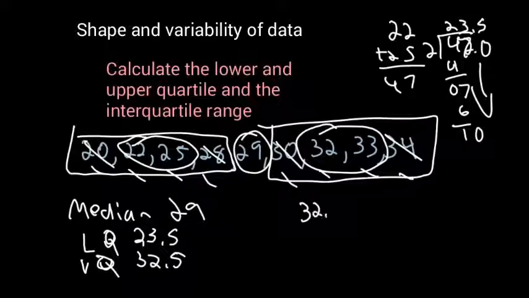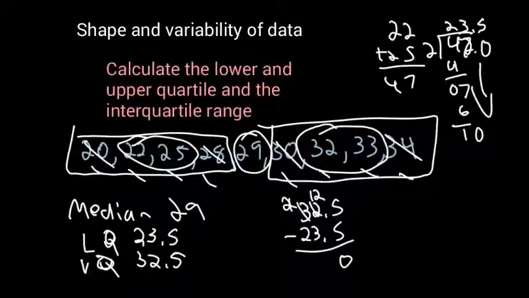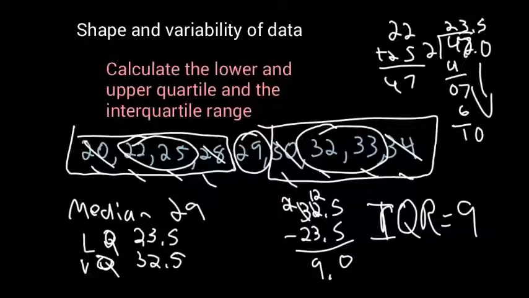So I'm going to do 32 and 5/10 minus 23 and 5/10. 5 minus 5 is 0. 2 minus 3, we need to borrow. So 12 minus 3 is 9. And 2 minus 2 is 0. So it's just 9. So our range for our interquartile range equals 9. So the three answers we got there were the lower quartile of 23 and 5/10, upper quartile of 32 and 5/10, and interquartile range of 9.